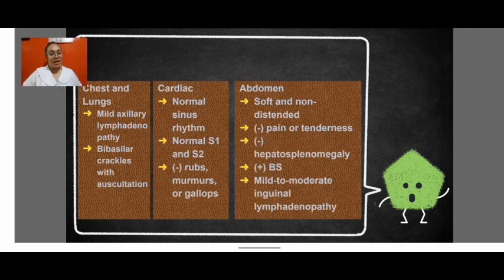For the cardiac examination, sinus rhythm, S1 and S2 are normal. No rubs or murmurs are observed with auscultation. For the abdomen, the abdomen is soft and non-distended. No pain or tenderness is observed. Hepatosplenomegaly is also observed and bowel sounds are heard, which is normal. Mild to moderate inguinal lymphadenopathy is also observed.